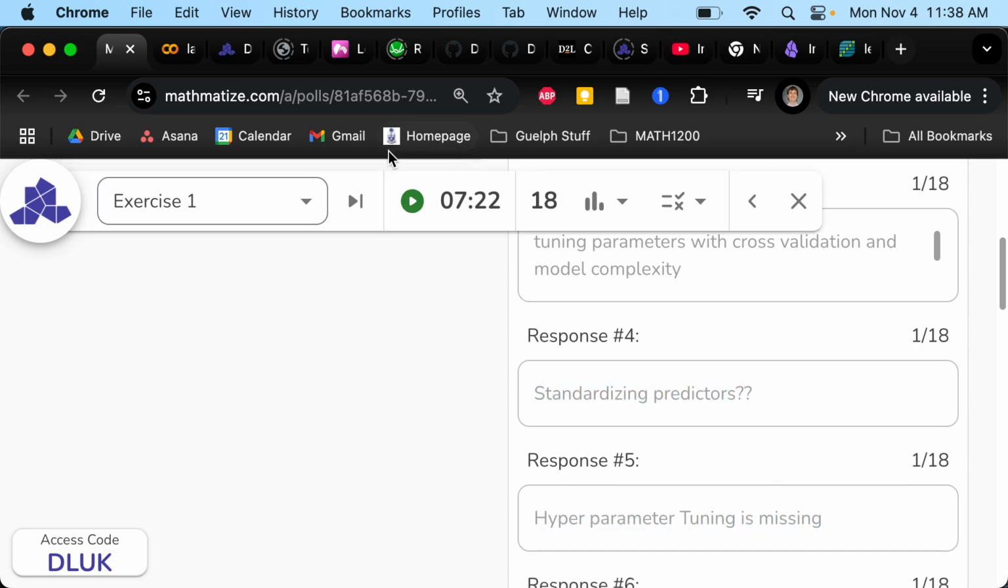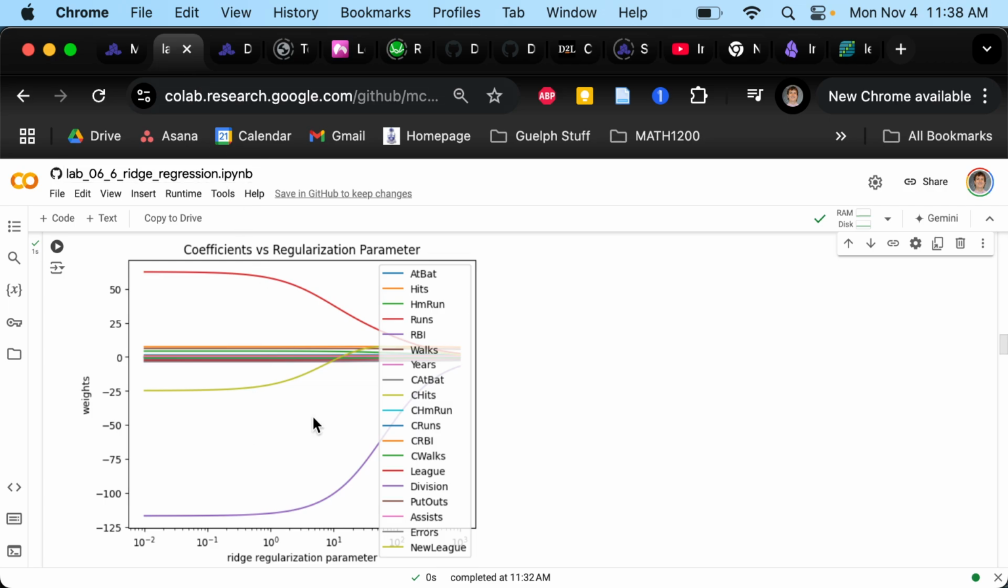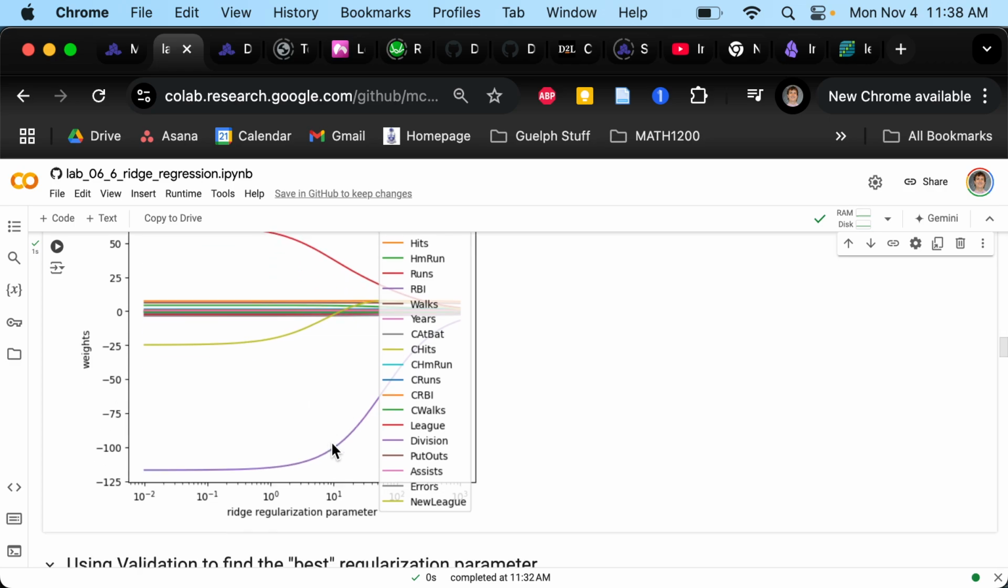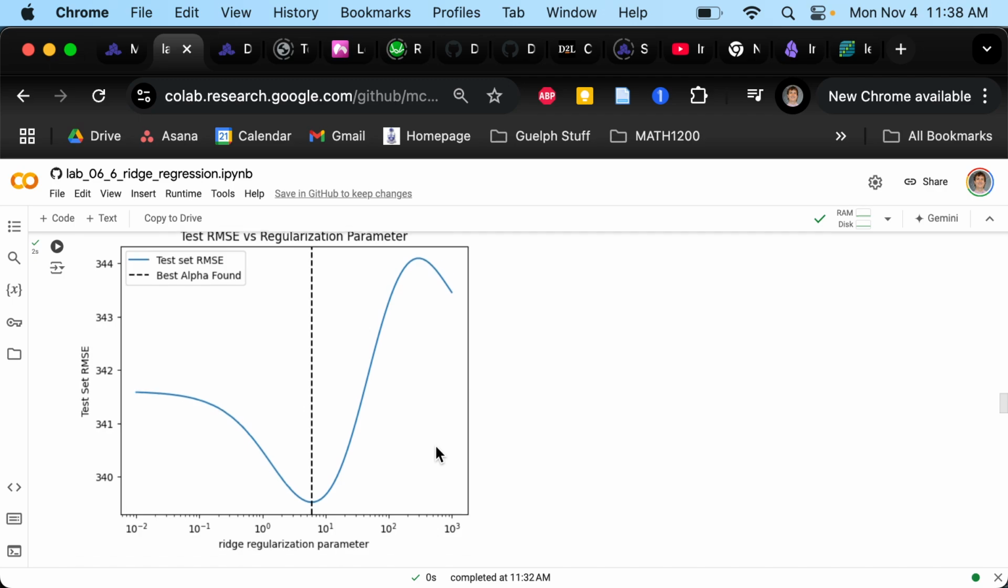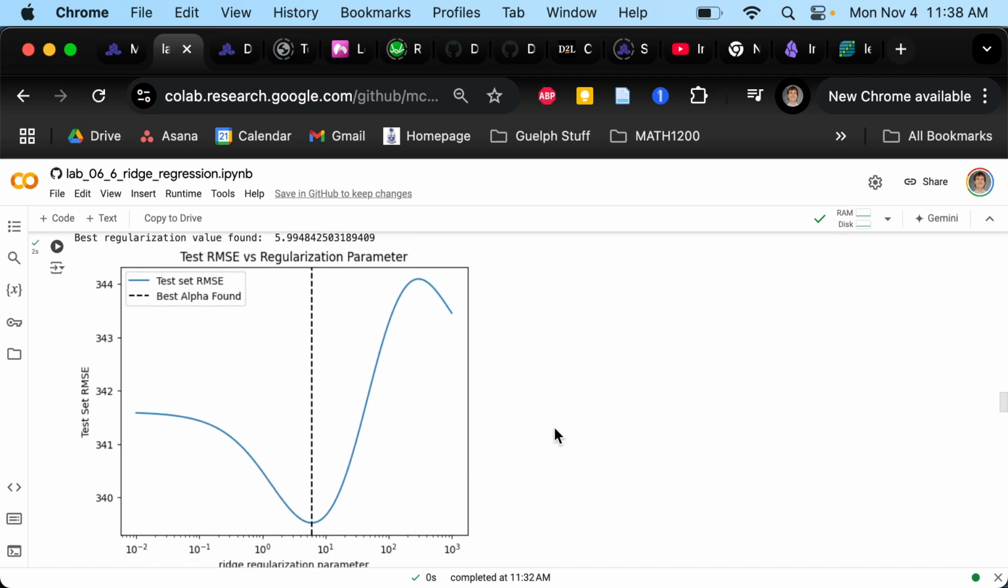Hyperparameter tuning is missing. Hyperparameter tuning is exactly what we're doing. So hyperparameter tuning says try all the different hyperparameters. In this case, this is the hyperparameter. We're trying it, and we're seeing what's happening. The tuning part is this graph, right? So the tuning graph is this graph where we're saying check the test error on each of these hyperparameters and give me the minimum. And we did it. We got the minimum. It's just that the minimum is not much lower than what we started at, right? So we are tuning it.